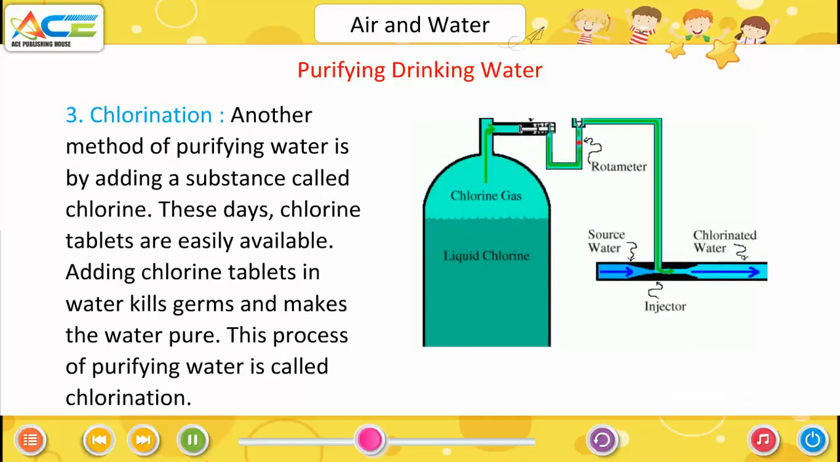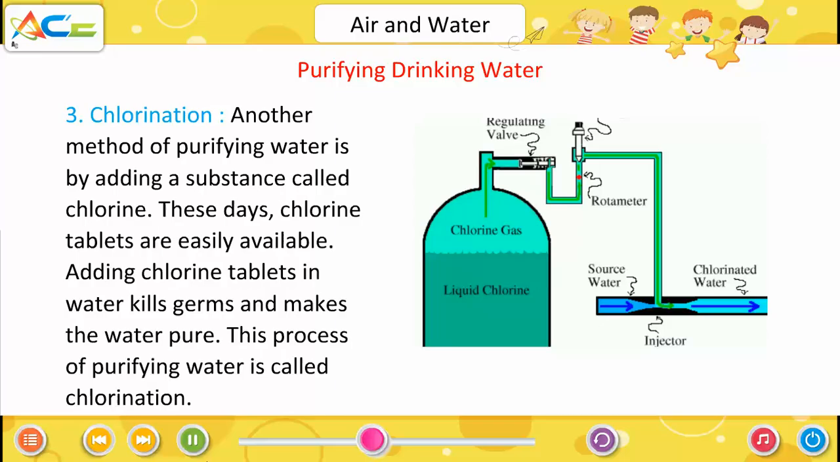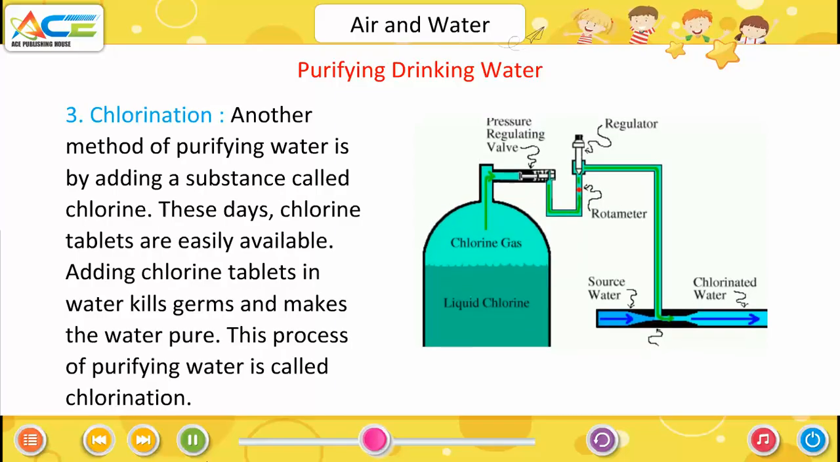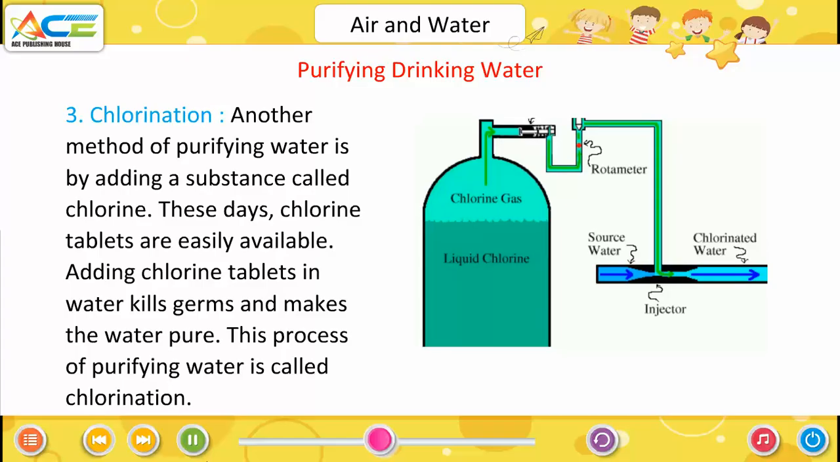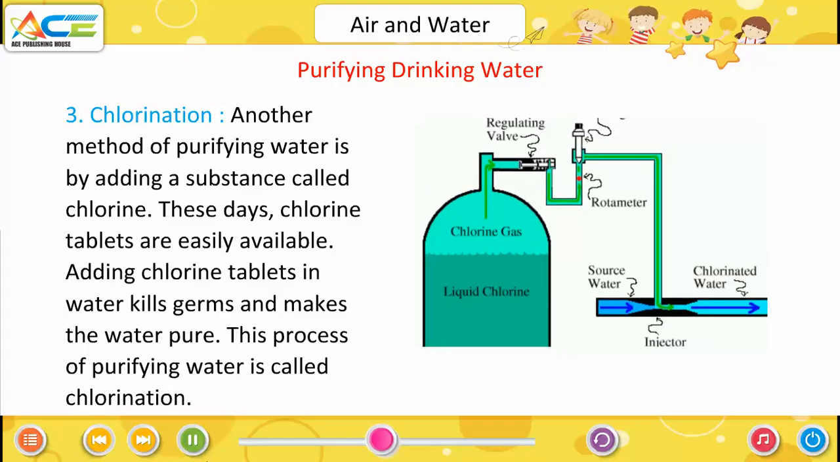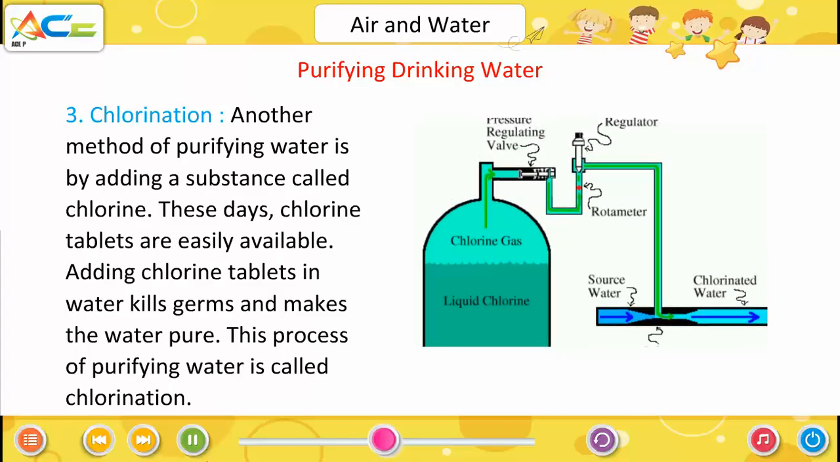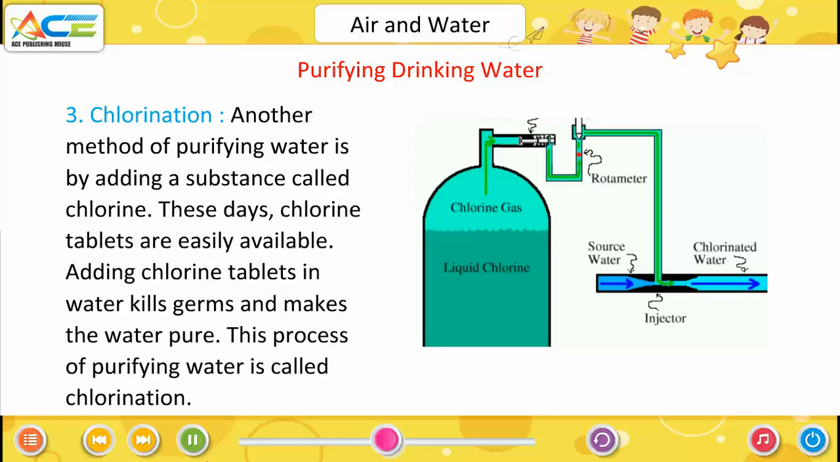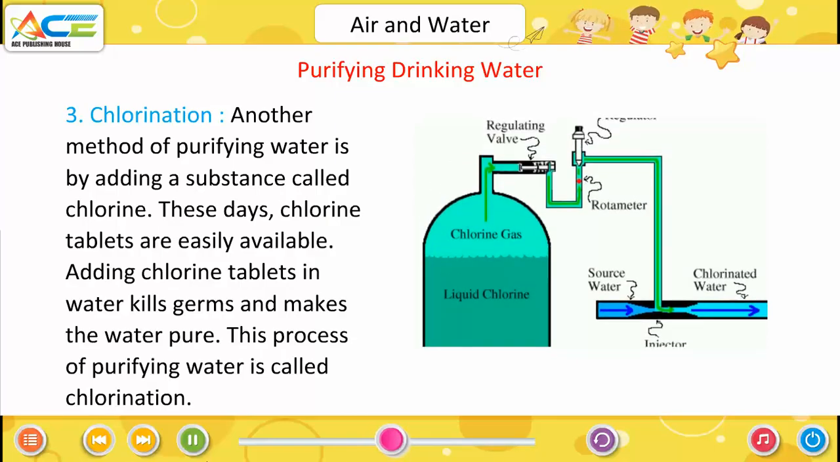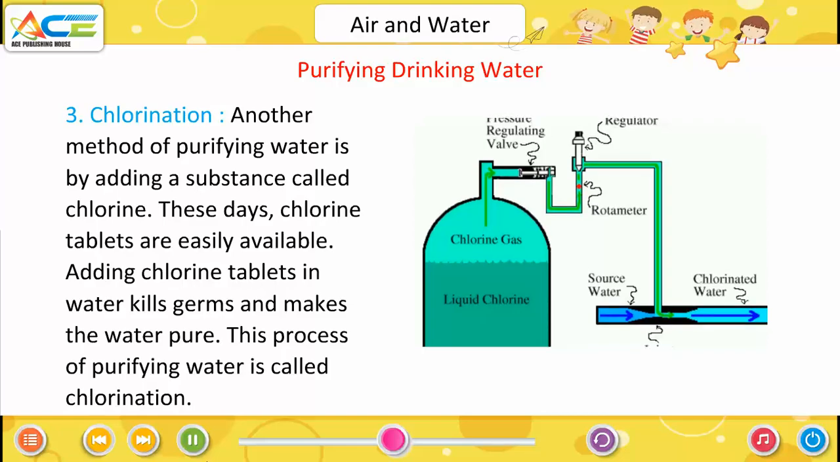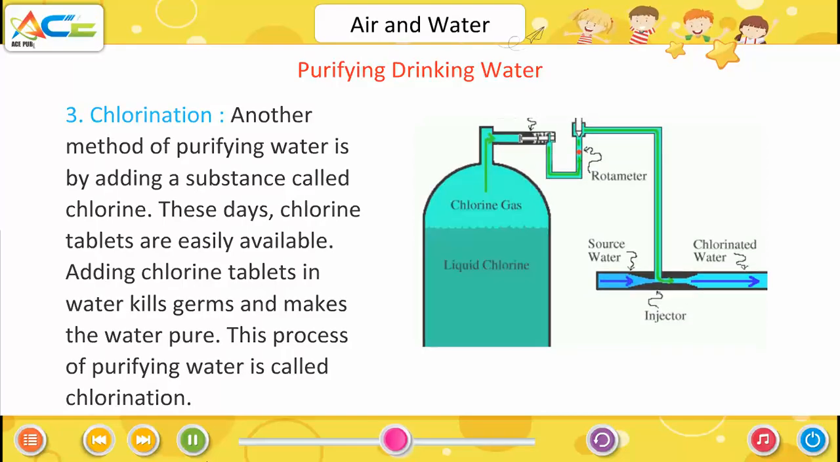Chlorination. Another method of purifying water is by adding a substance called chlorine. These days, chlorine tablets are easily available. Adding chlorine tablets in water kills germs and makes the water pure. This process of purifying water is called chlorination.